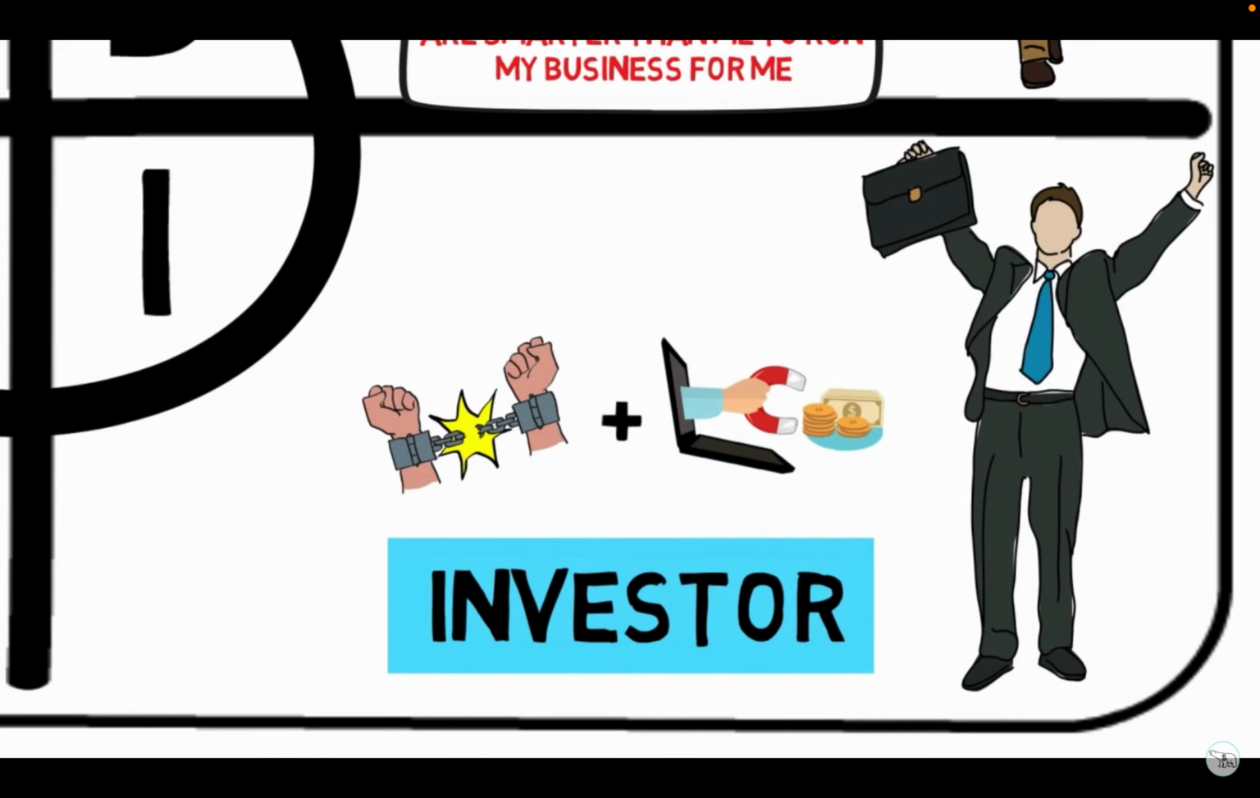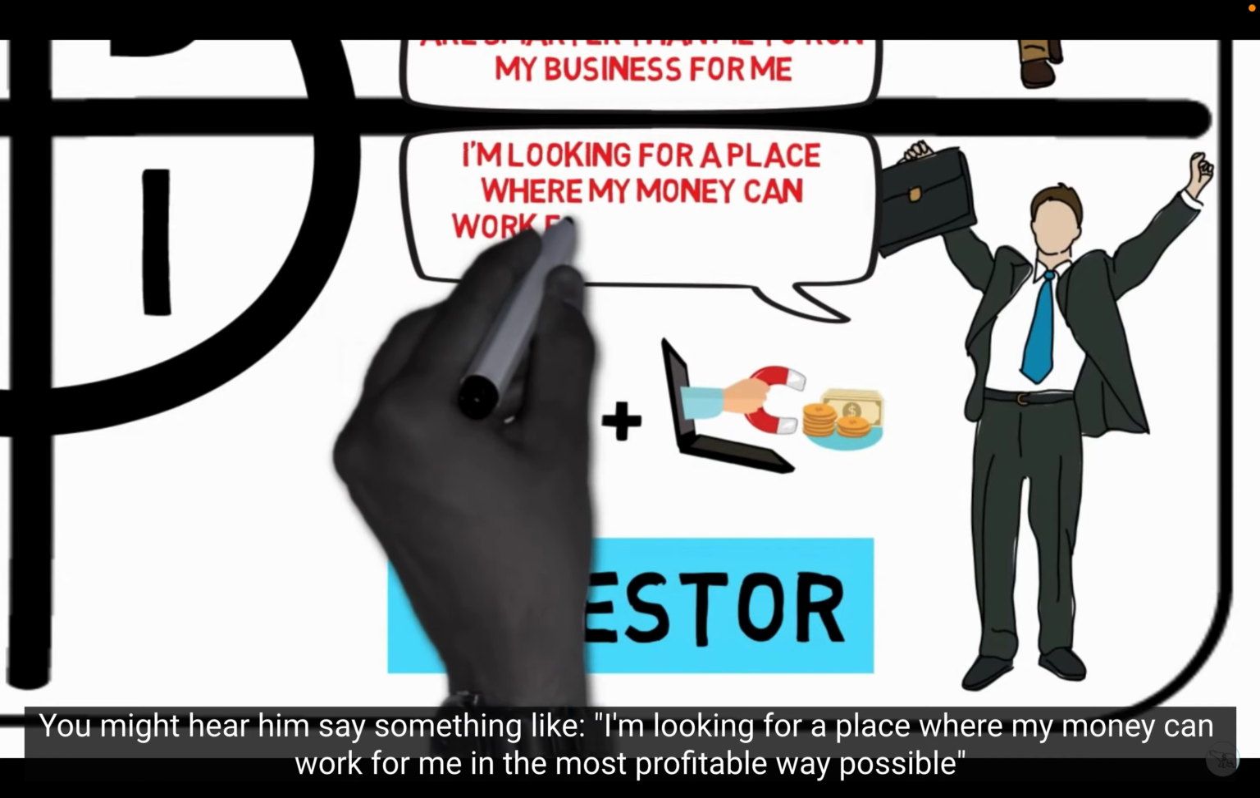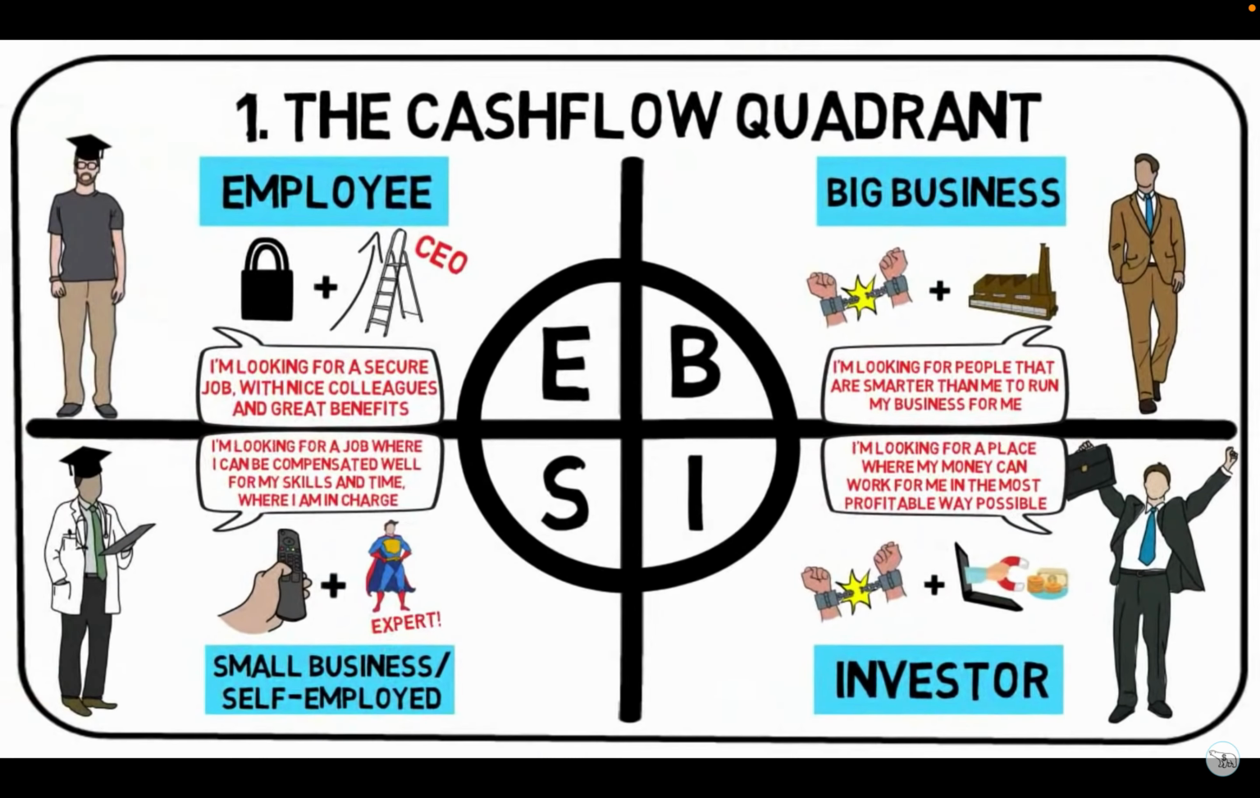The investor also strives for freedom, but he does this through allocating money to where it has the highest expected return. You might hear him say something like, "I'm looking for a place where my money can work for me in the most profitable way possible."